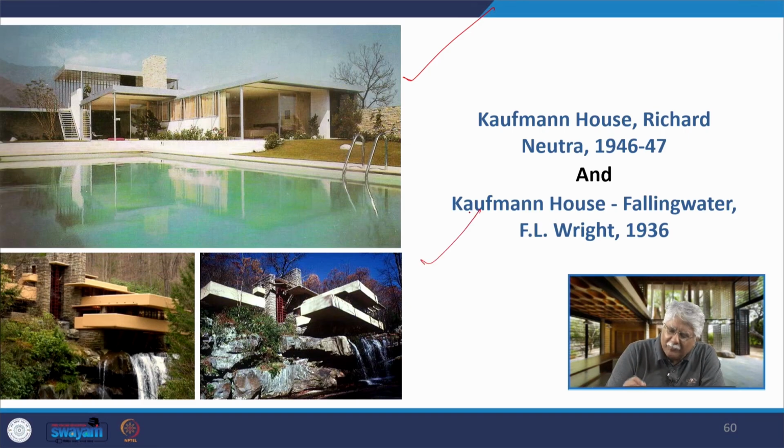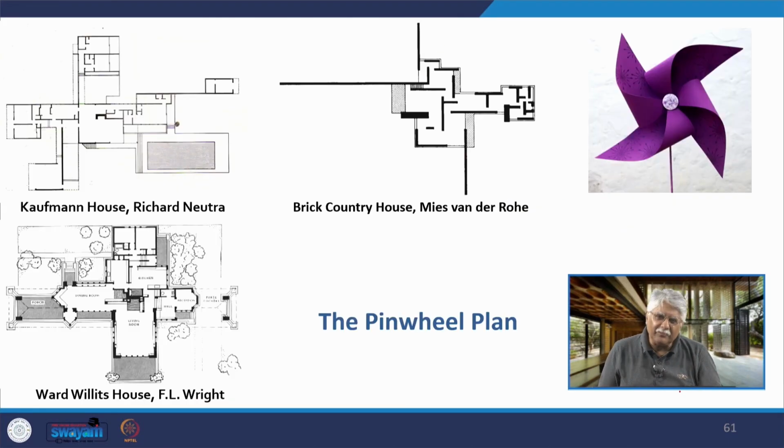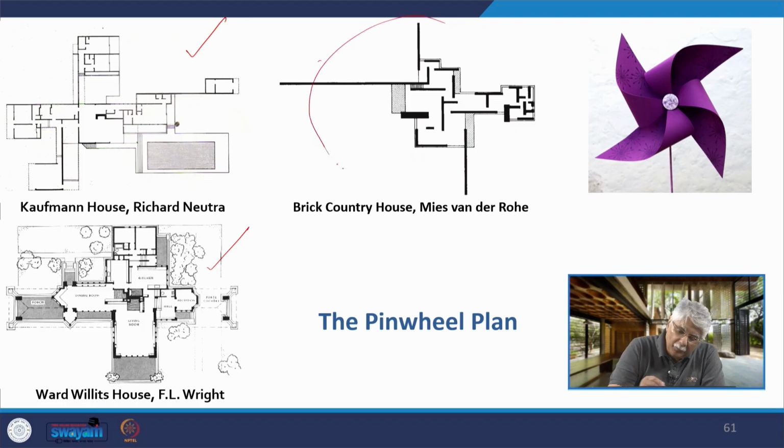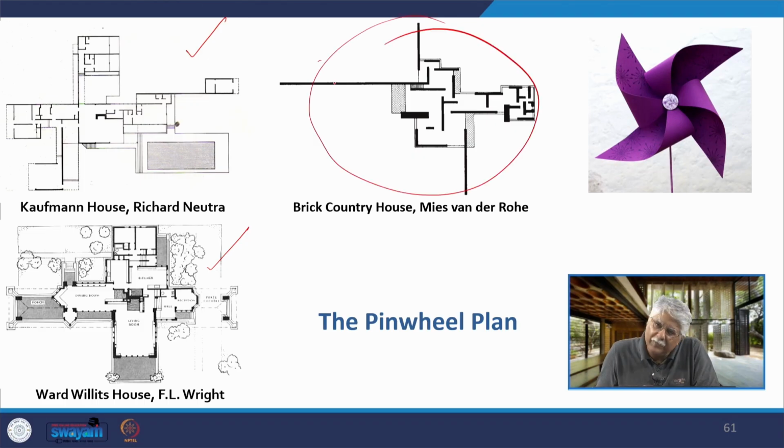The earlier Kaufmann house was also there, which is generally known as Fallingwater by Frank Lloyd Wright in the dense forest of Pennsylvania in 1936. This house has a pinwheel plan. If you want to know another pinwheel plan from an earlier example, look at the Van Doesburg house. So here we have this example of the pinwheel plan. A similar example here in the Kaufmann house. Also we find that in the Brick Country House of Mies van der Rohe.